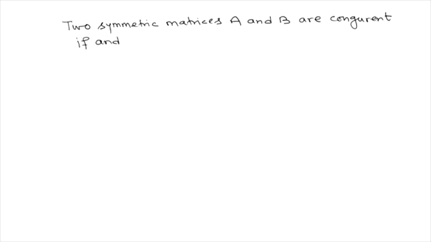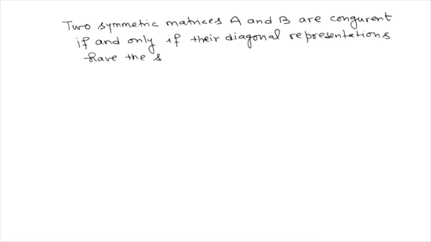So, again, Sylvester's law of inertia can be stated like this: two symmetric matrices A and B are congruent if and only if their diagonal representations have the same rank, index and signature.